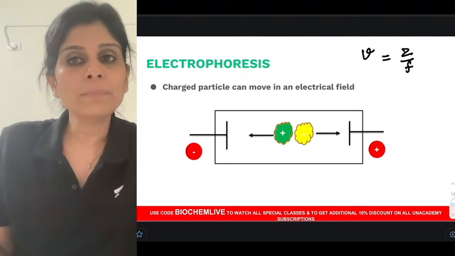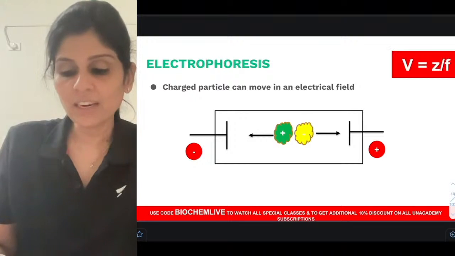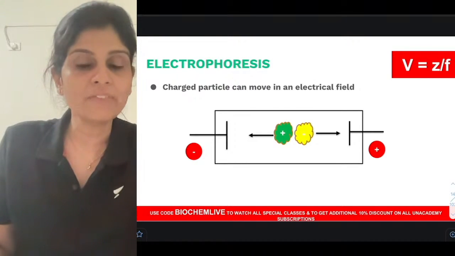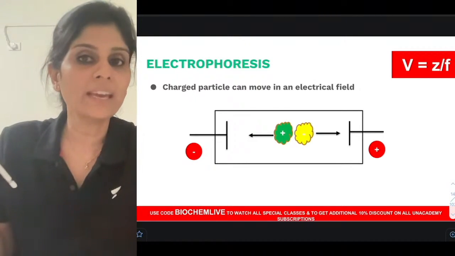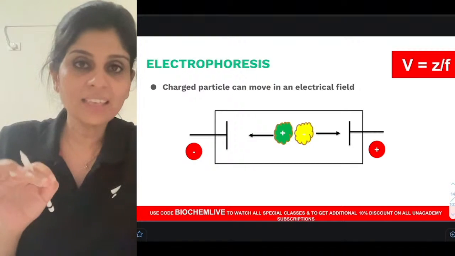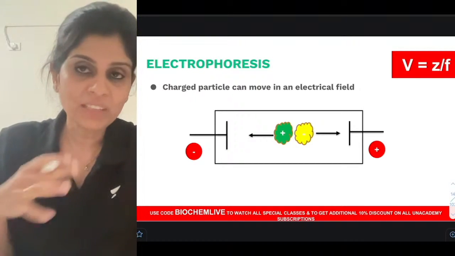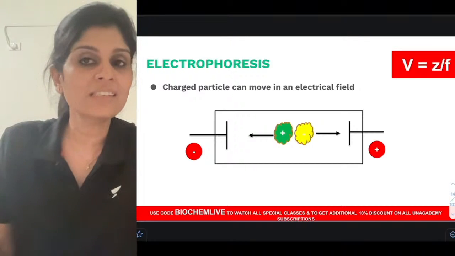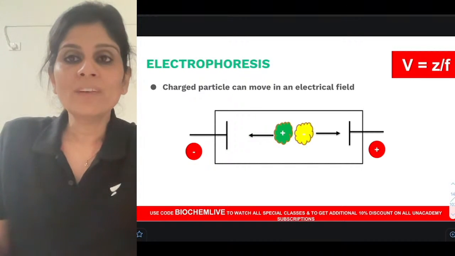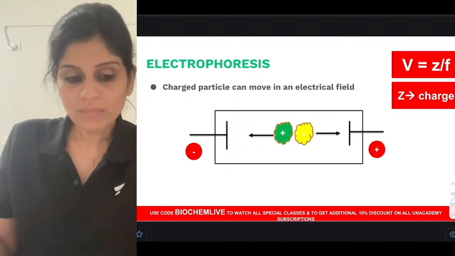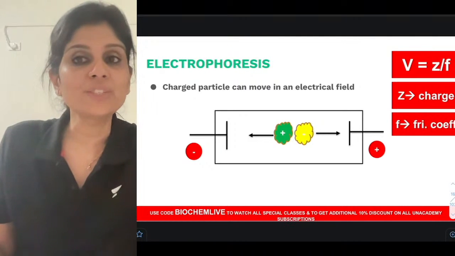So all of you try to memorize this formula. The velocity of a charged particle in an electrical field is given by V is equal to Z by F. You don't have to write anything. The PDF will be provided to you. So try to utilize your time now to understand the facts and the concepts. Where Z is the charge and F is the frictional coefficient.